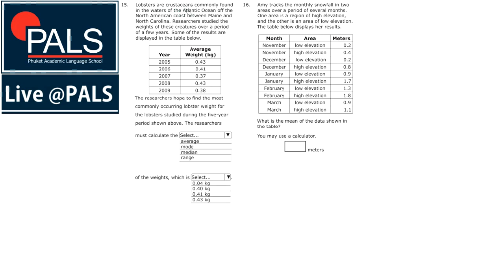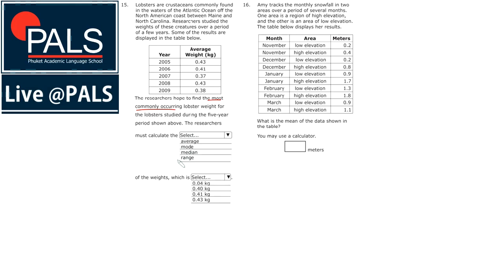Lobsters are crustaceans commonly found in the waters of the Atlantic Ocean off the North American coast between Maine and North Carolina. Researchers studied the weights of these creatures over a period of a few years. Some of the results are displayed in the table below. So we're given the average weight of the lobsters between 2005 and 2009. The researchers hope to find the most commonly occurring lobster weight for the lobsters studied during the 5-year period shown above. For that, what do they have to calculate?